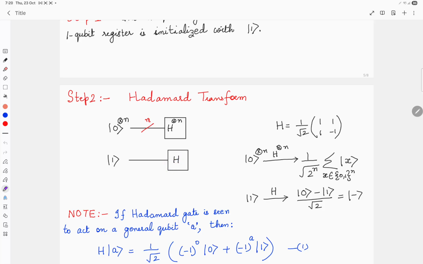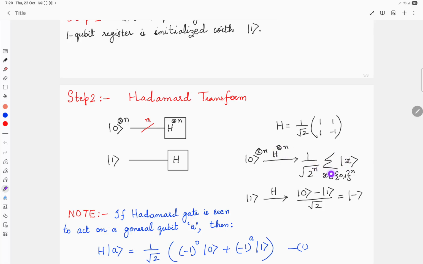So when we pass the n zeros through the multi-qubit Hadamard gate, right, in that case we will get this output, when we pass the tensor of n zeros through the Hadamard gates.